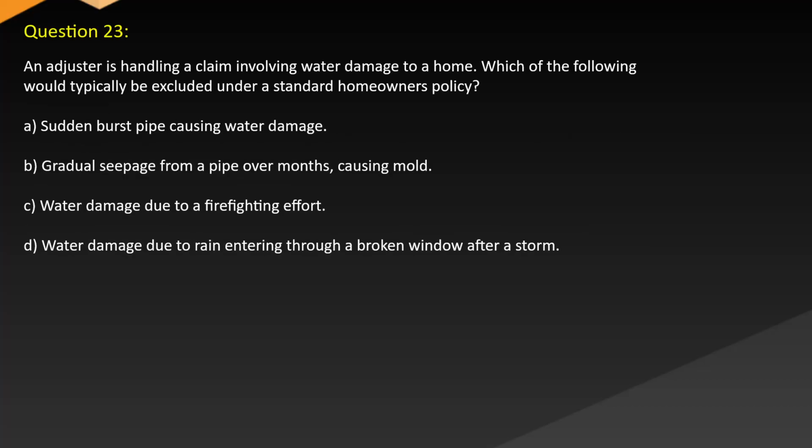Question 23. An adjuster is handling a claim involving water damage to a home. Which of the following would typically be excluded under a standard homeowner's policy? A. Sudden burst pipe causing water damage. B. Gradual seepage from a pipe over months causing mold. C. Water damage due to a firefighting effort. D. Water damage due to rain entering through a broken window after a storm.